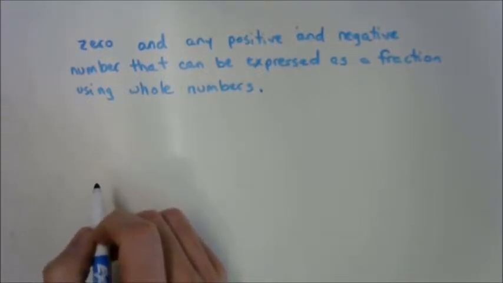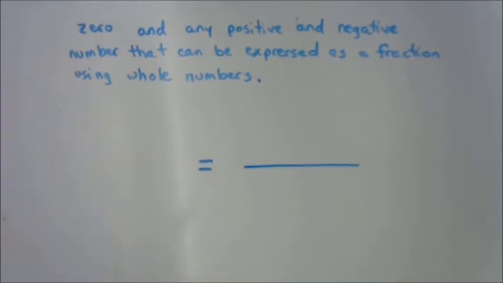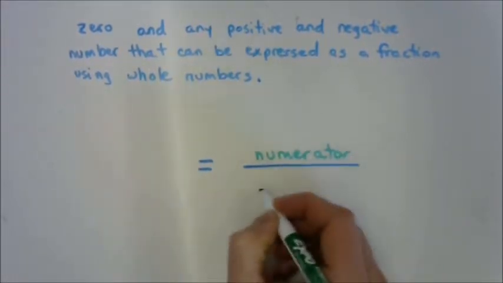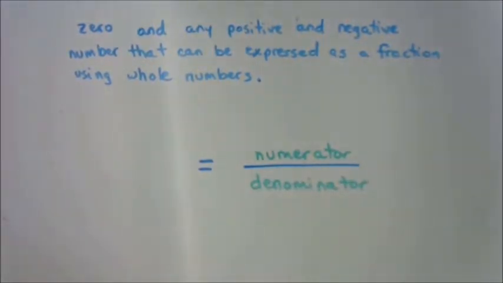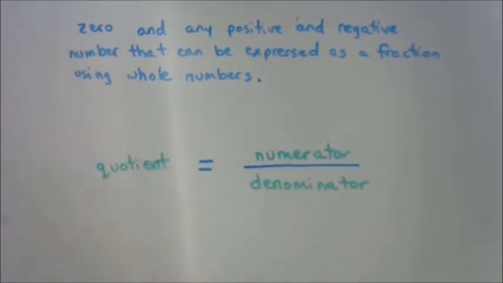Now, when we're working with rational numbers, we're working with fractions and division and things like that, so it's really important that we get our terminology. Do you guys know what the parts of a division sentence are called? There's a numerator and a denominator. Do you know what the answer to a division is called? A quotient. Okay, there's some terminology that you're going to need. Going to need to be able to use that.